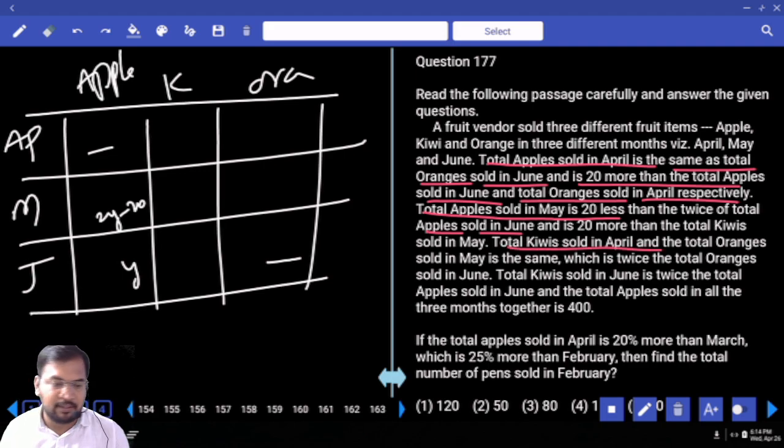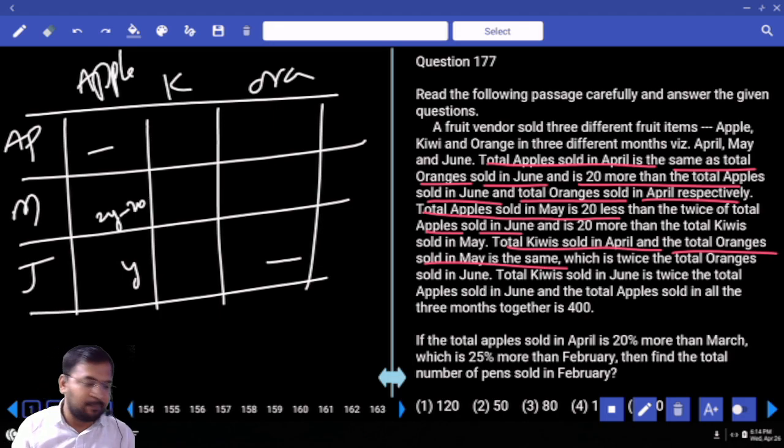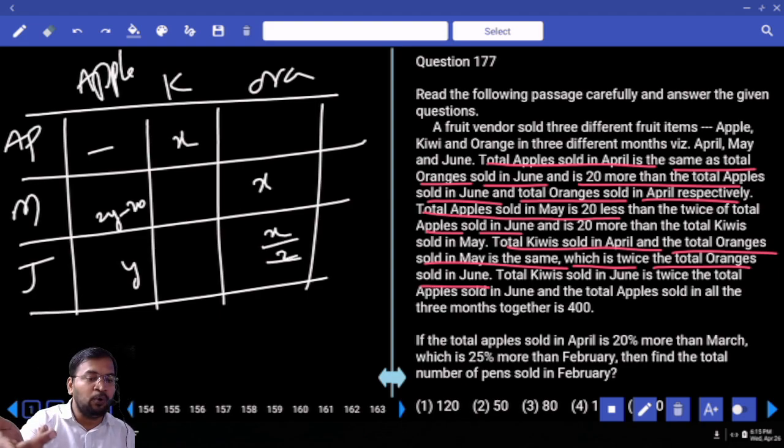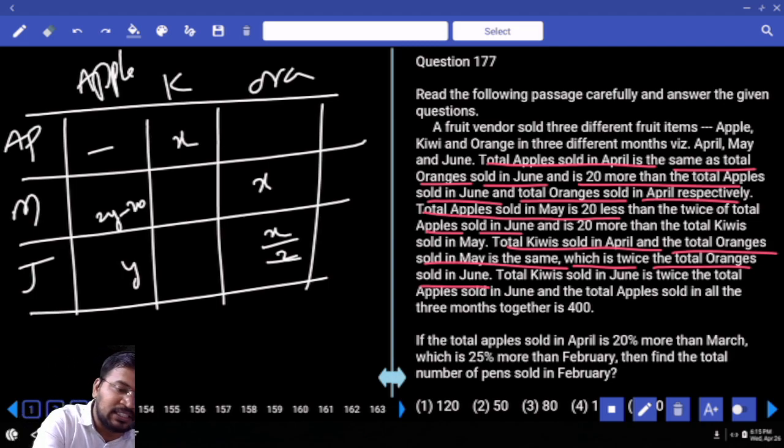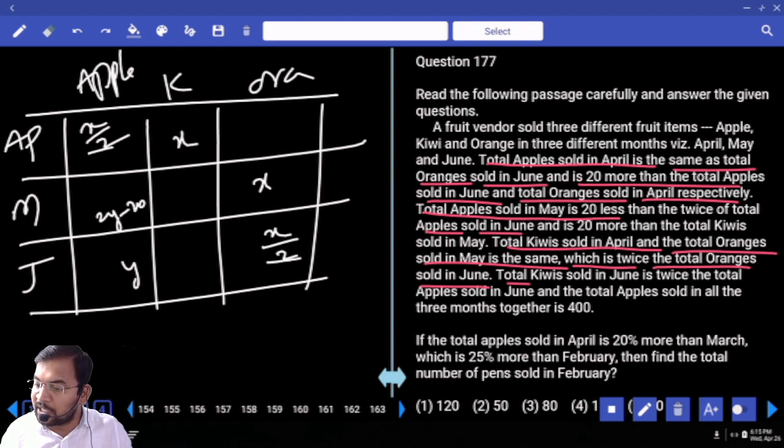Total kiwi sold in April, and the total oranges sold in May is the same. If you observe, total kiwi sold in April is some X, and total oranges sold in May is the same. Which is twice the total number of oranges sold in June. Therefore June it is X by 2. If this is X by 2, for June, May is twice. X by 2 into 2 is nothing but X only. Both are the same, as we already read in that statement.